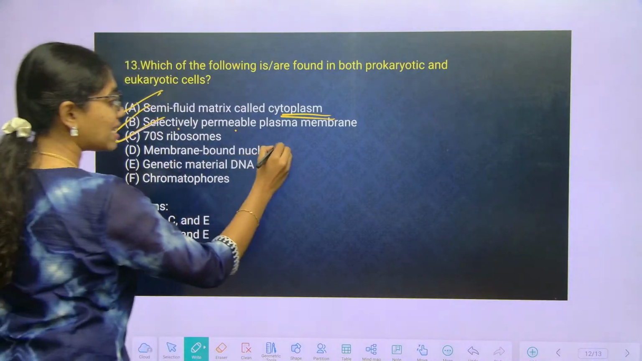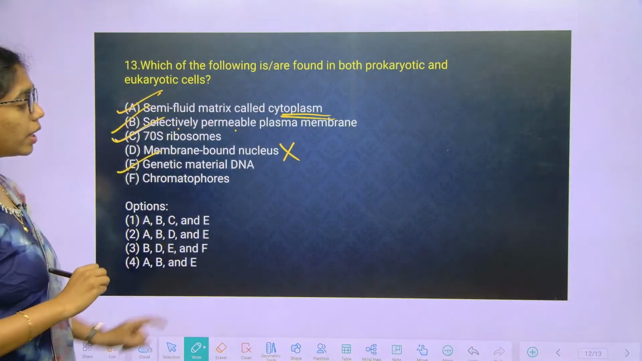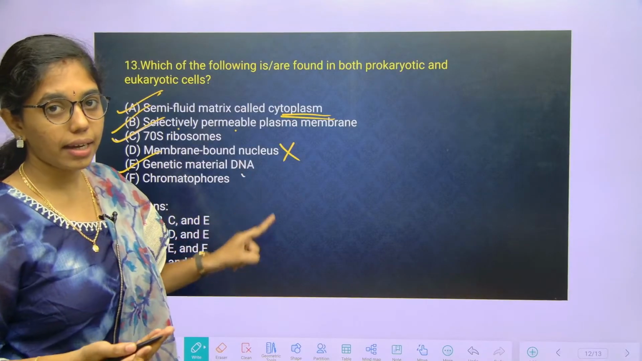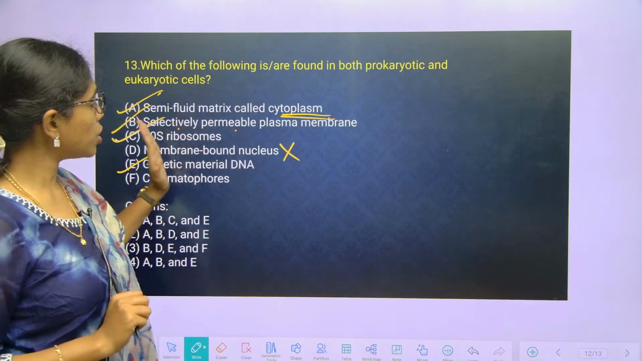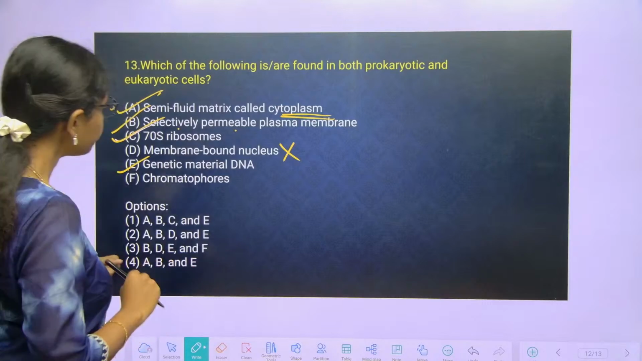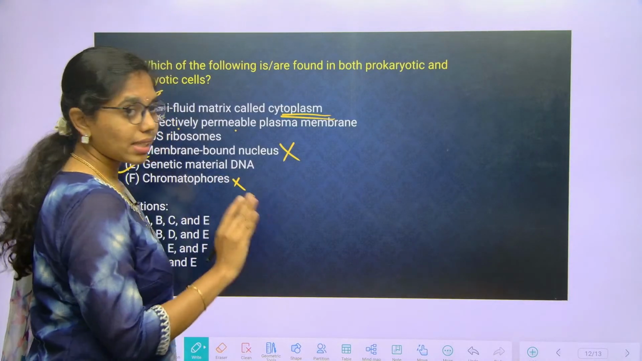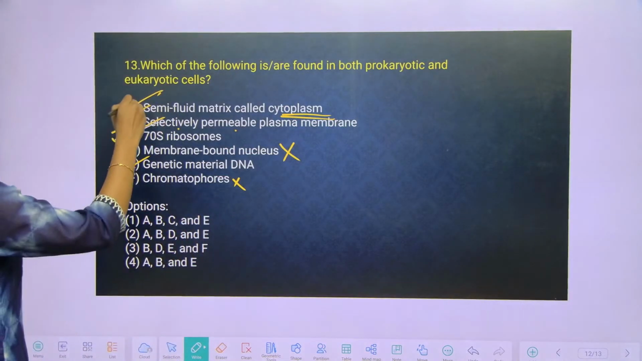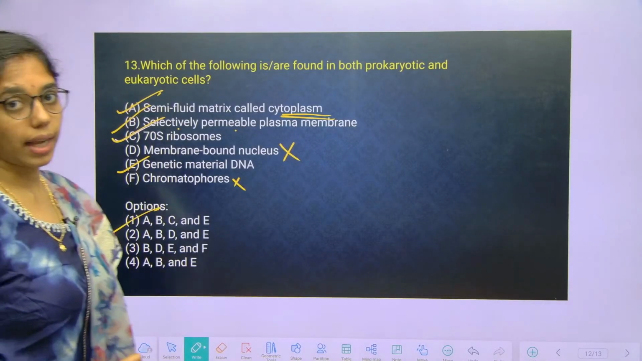Membrane bound nucleus is absent in prokaryotic cell. Genetic material DNA is present. If they were specifying circular DNA or linear DNA, then we could observe the differentiation. But here it is mentioned genetic material DNA, so we cannot identify any differentiation. Chromatophores are observed only in the prokaryotic cell, not in the eukaryotic cell. So, the right answer includes A, B, C and E. Option 1 is the right answer.